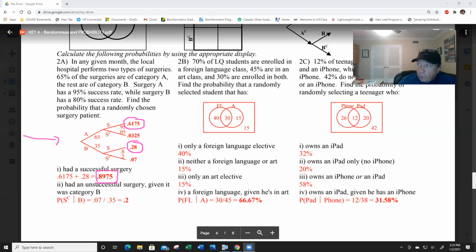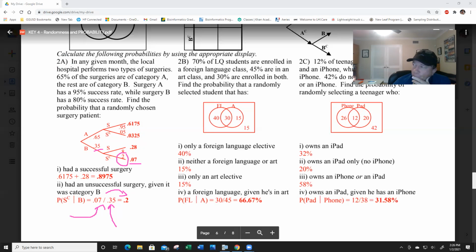Now, the second question, there's all kinds of questions you can ask in these. I only asked 2 here, but had a successful surgery given it was category B. Okay, given it was B, 35%. What are the chances and it was successful, which is 0.07. Notice you go backwards and you get the question. We already know that 20% were successful, but it's kind of cool to see that. All right. There's lots of other questions you could ask. I ask more in an AP class than I do here, just so you know. We're just trying in this class to get you to do the tree diagram right.